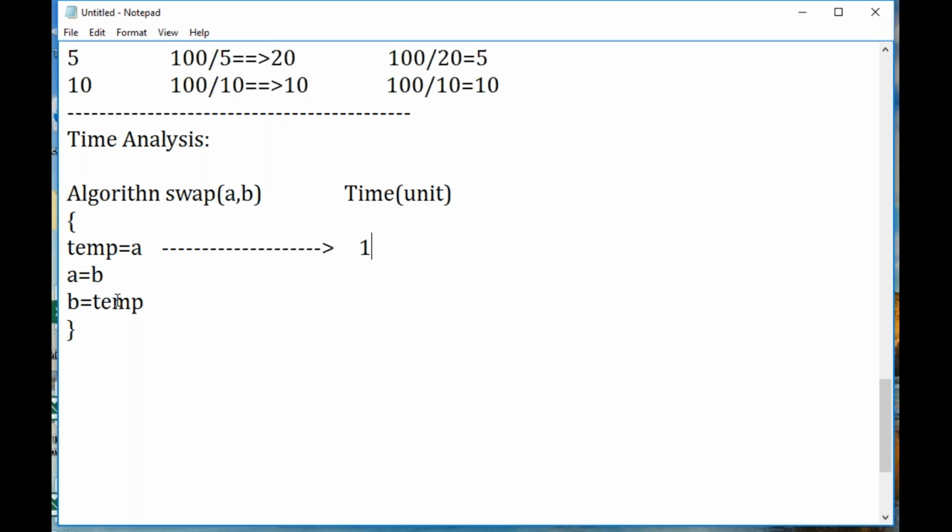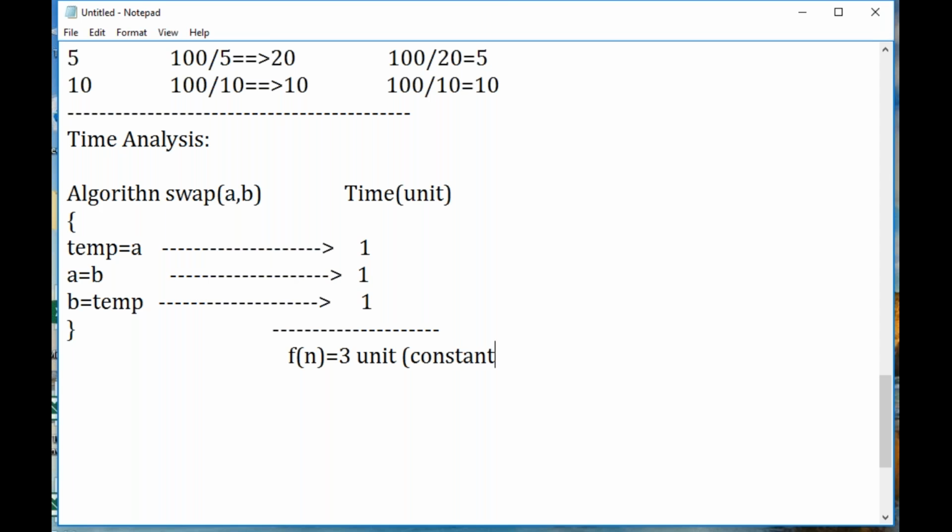Okay, so let us assume this line takes 1 unit of time, and the next line takes 1 unit of time, and this takes 1 unit of time. So overall, how many unit of time is required for executing this particular algorithm? It requires 3 unit of time, which is nothing but your time is calculated by using f of n. Assume 3 unit of time. This 3 is a constant value. Clear with it? This 3 is a constant value. So whenever it is a constant, I'll give O of 1 as a notation, order of 1.